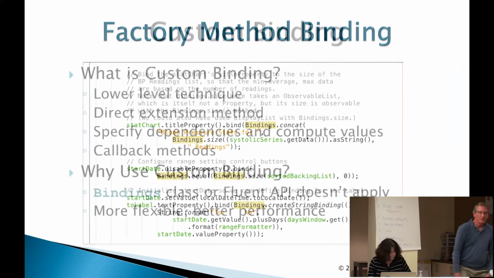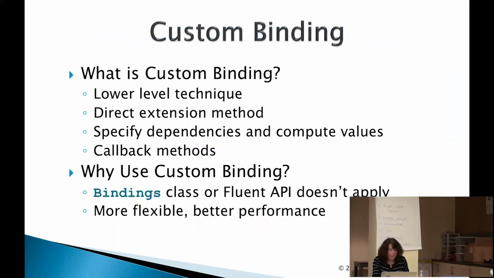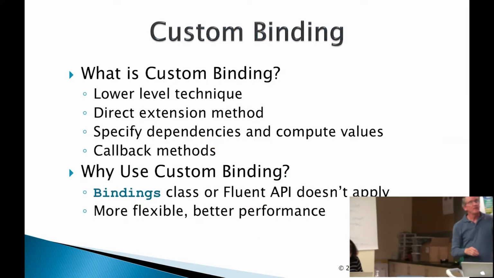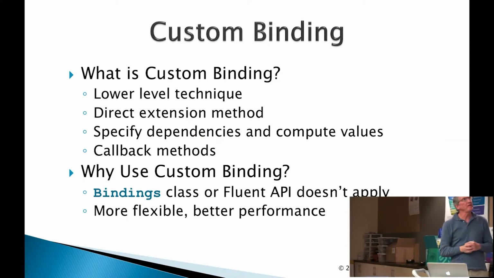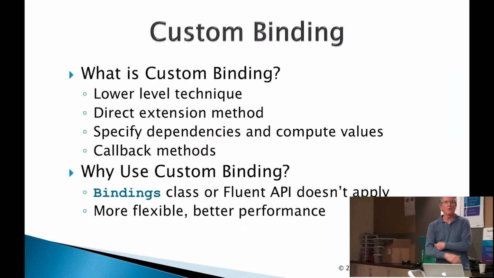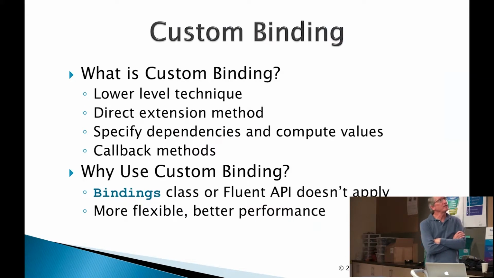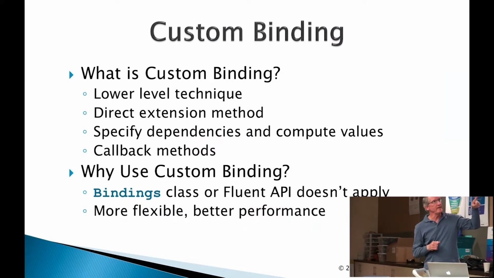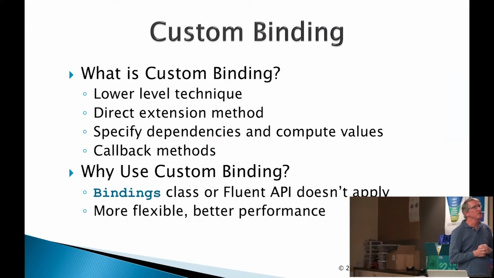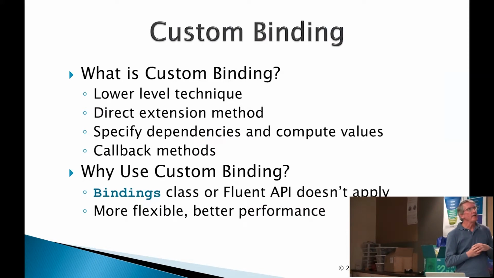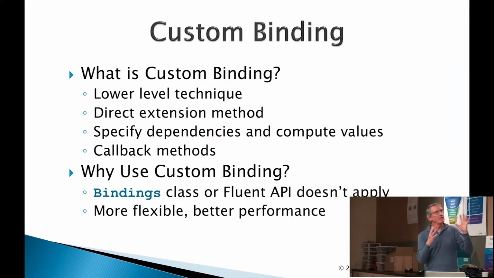Okay, so now the last one will be, remember there's four binding strategies, and we've gone through three of them at this point. This is the last one now. This is custom binding. This is where you get more control over other things, and the custom binding is a lower level technique. It uses what's called a direct extension method under the hood, and you will specify the dependencies and the compute values, and then you override a method as a callback so the system will call back to you, and then you can do things that are more complicated.